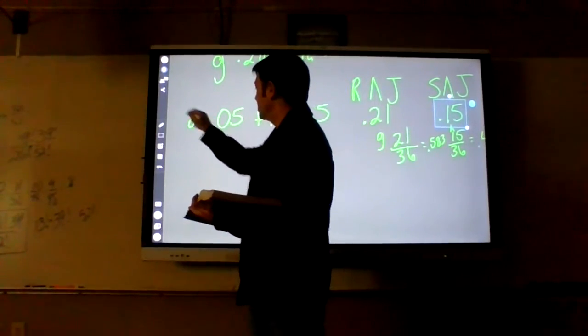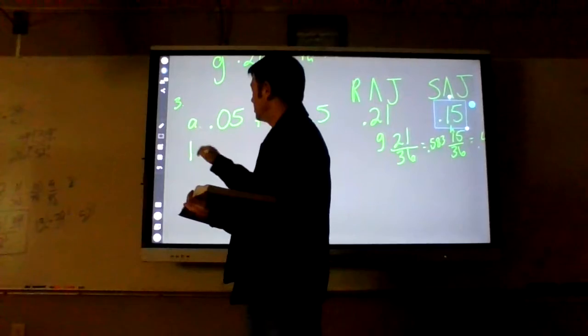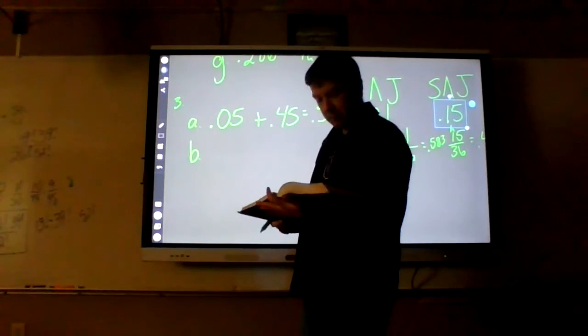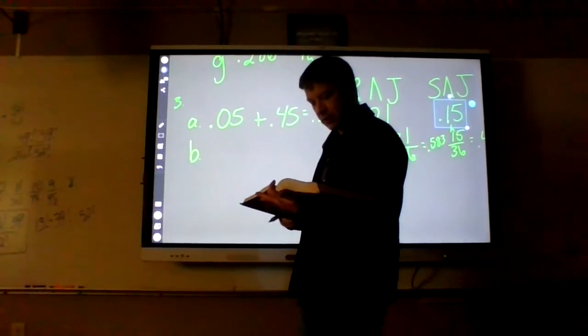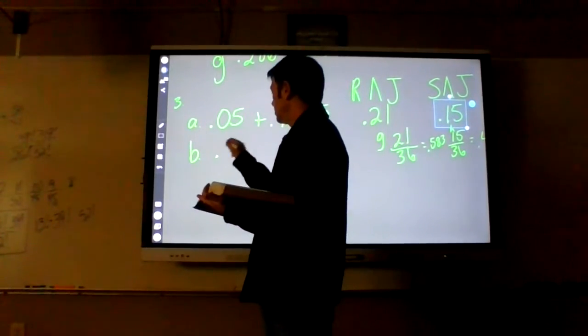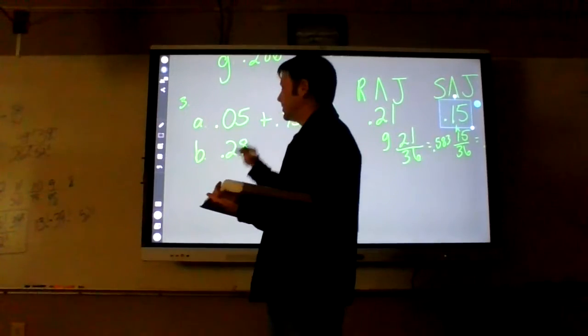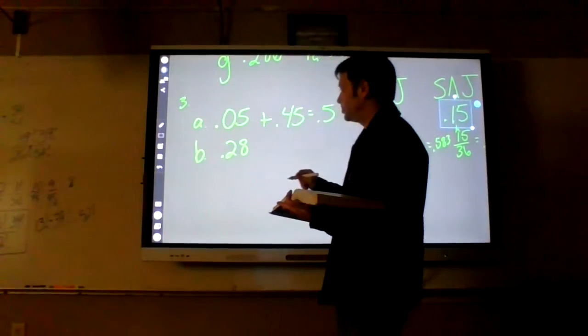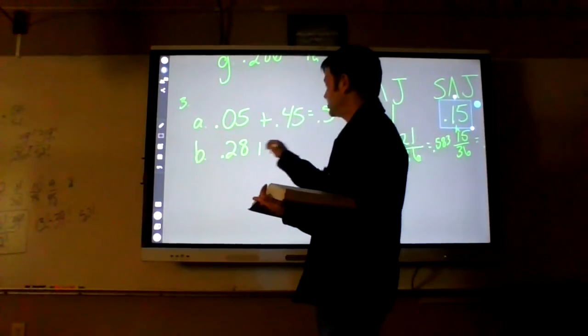B, what's the probability of B and D happening? This is A, number 3. B and D. So B is 0.4, and then D is 0.7. What's 0.4 times 0.7? 0.28. So all you do is 4 times 7 and move the decimal twice. 0.28. You don't need a calculator for this.